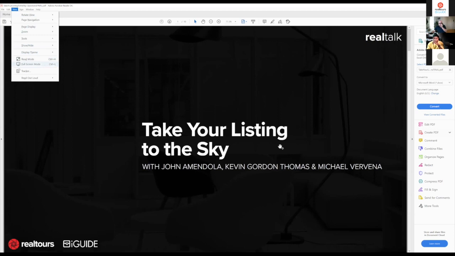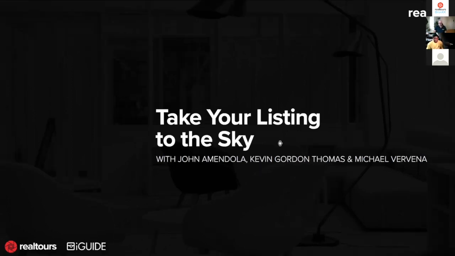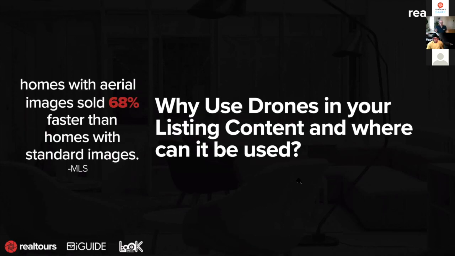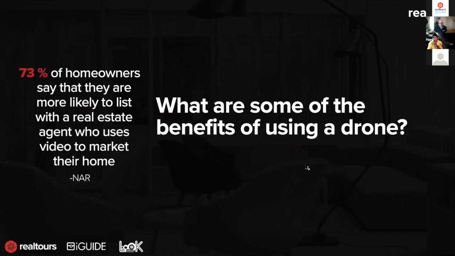All right, take your listening to the sky. Love it. So, homes with aerial images sell 68% faster. Why? It's the home. What makes a home is the neighborhood. So a big thing for using drone photography and footage is understanding the neighborhood. 73% of homeowners say that they are more likely to list with a real estate agent that uses video and drone aerial photography to list their property. So again, if we capitalize on what those benefits are, which we're going to speak to, and you fully understand how to use the tool, you're going to come out ahead every time.